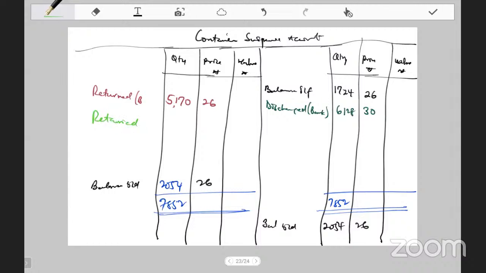I'm sure you know how to get the return. 628. You're on your own. 7,852 minus 5,170 minus 205. How much? I said 628. Thank God I have a calculator.